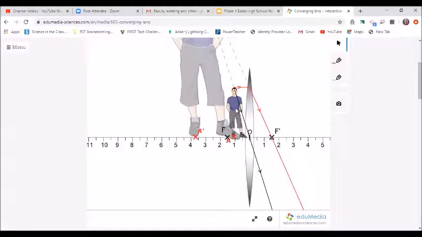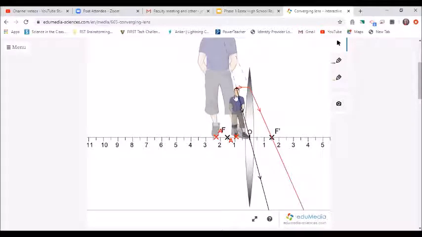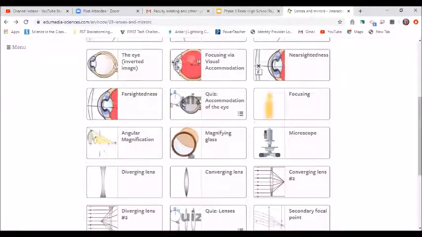But here, the light doesn't actually come together on this side of the lens. It just looks like it had started at the same point on the other side. This is called a virtual image. The light doesn't really go there. It just looks like it came from there. We can actually see similar things happening with a diverging lens.